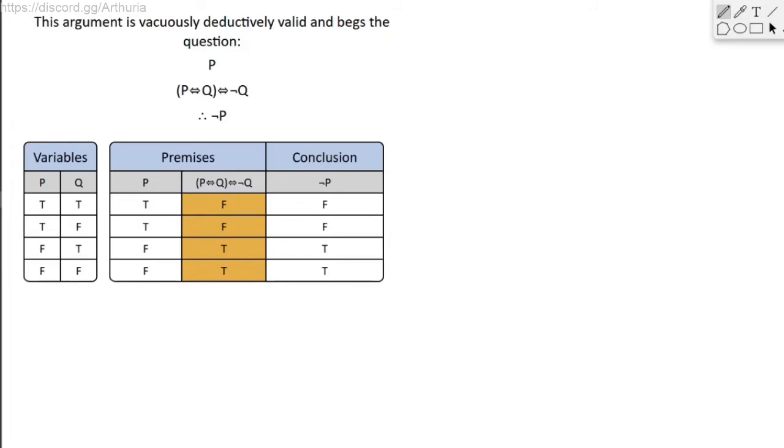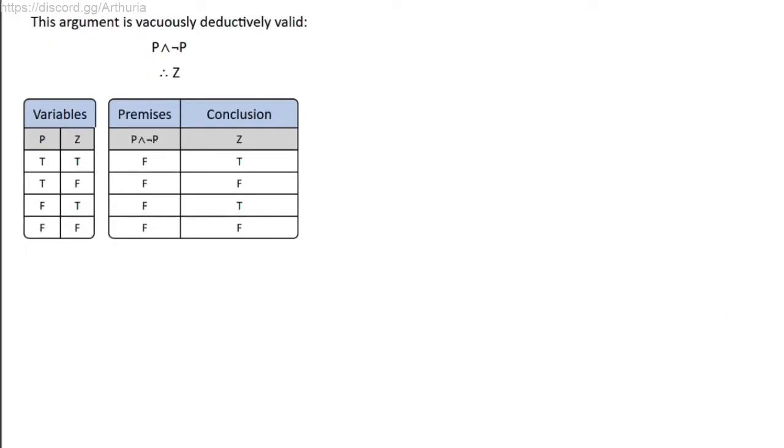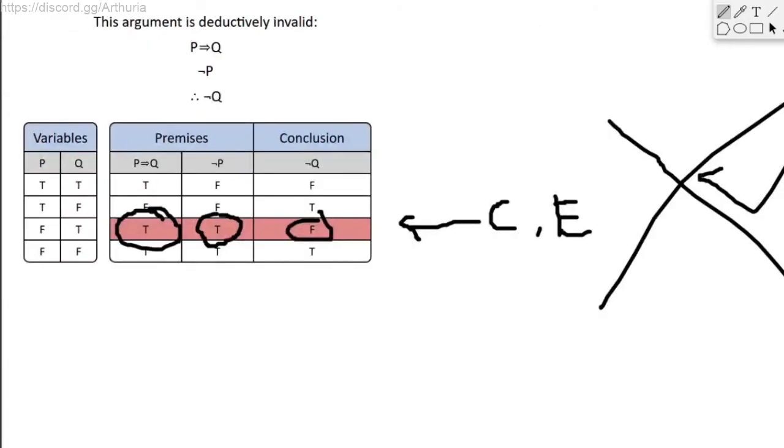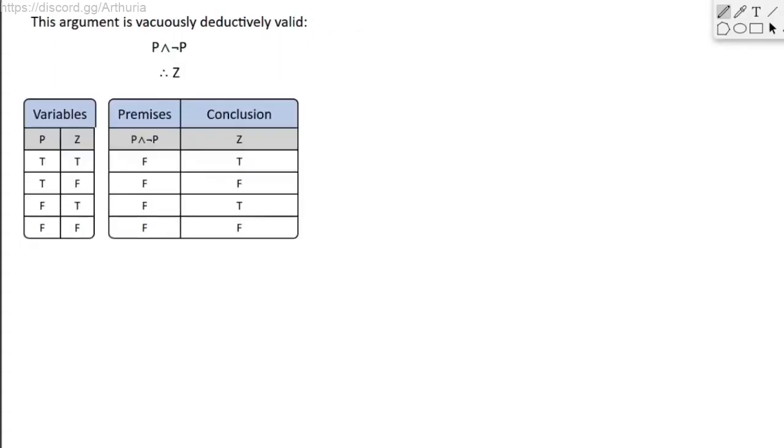Let me make sure this is right. So this is a contradiction here. Again, that's always false, but note, the reason why this is valid is because I can't write a counterexample. There is no point where the premises are true. So I do not have the counterexample, so it is valid.